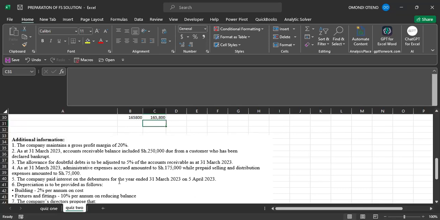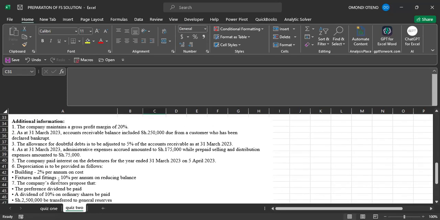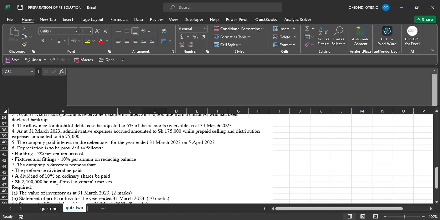The company paid interest on debentures for the year ended 31st March 2023 on 5th of April after the end of the financial year. Depreciation is to be provided as follows: 2% per annum on cost, fixtures and fittings 10% per annum on reducing balance. The company's directors proposed that the preference dividends be paid, a dividend of 10% on ordinary shares be paid, and shillings 2,500 be transferred to general reserves.